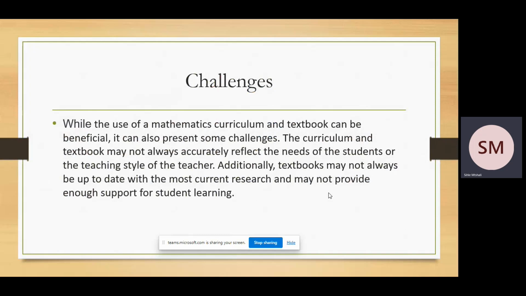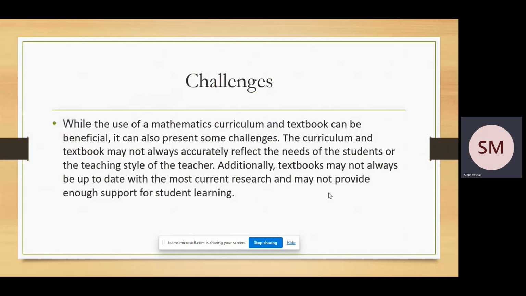However, when we deal with textbooks and we try to compare with what the curriculum wants, we tend to get some challenges. While the use of mathematics curriculum and textbooks can be beneficial, it can also present some challenges. The curriculum and textbook may not always accurately reflect the needs of the students or the teaching style of the teacher, and textbooks may not always be up to date with the most current research and may not provide enough support for students.